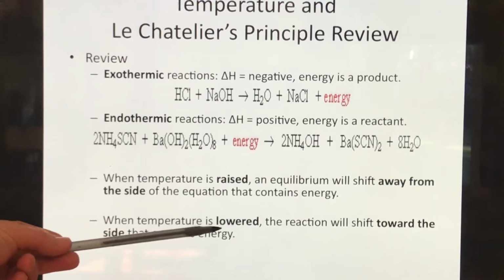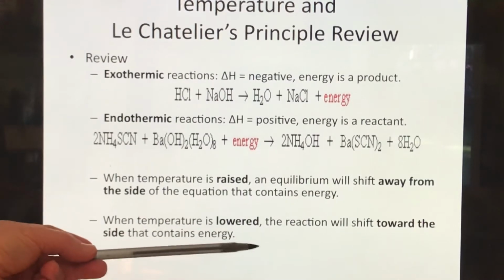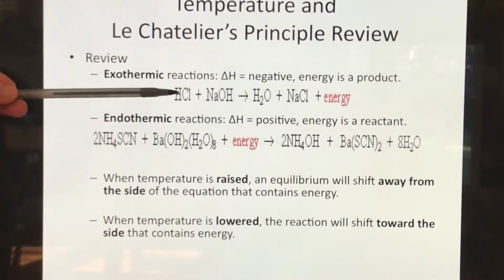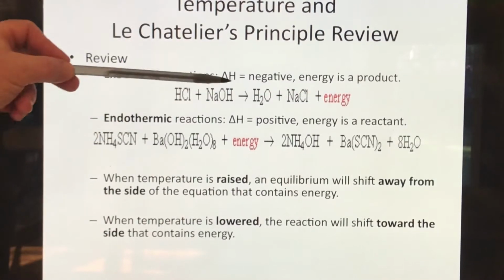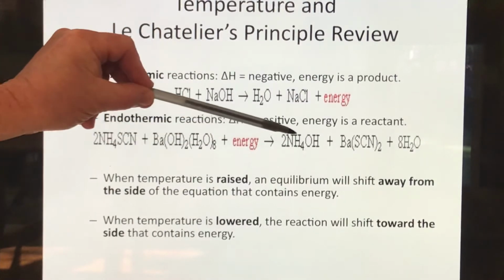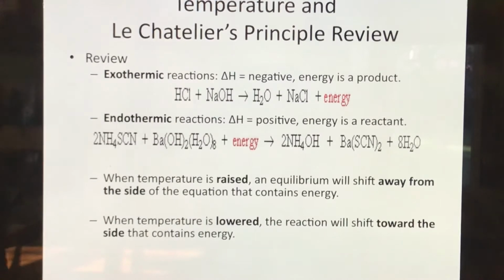Alternatively, when the temperature is lowered, the equilibrium will shift toward the side that has energy. So if you cool this one down, the equilibrium shifts over to this side. If you cool this one down, it's going to shift over to this side.